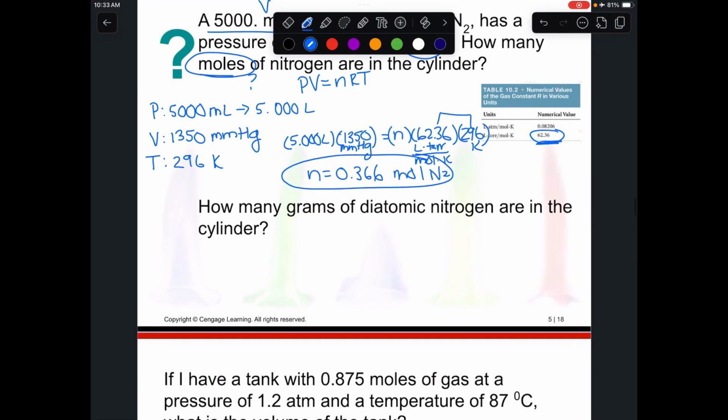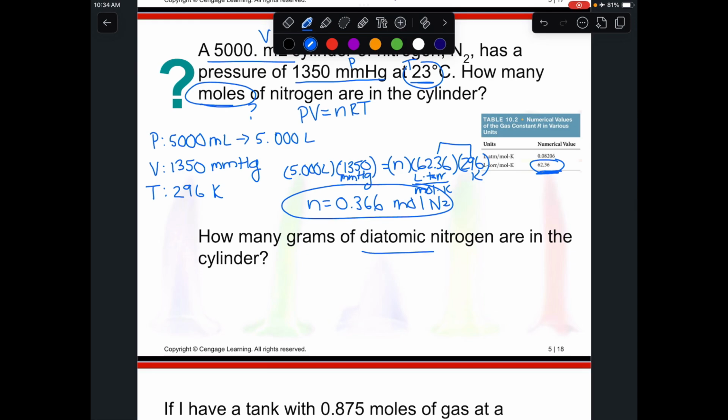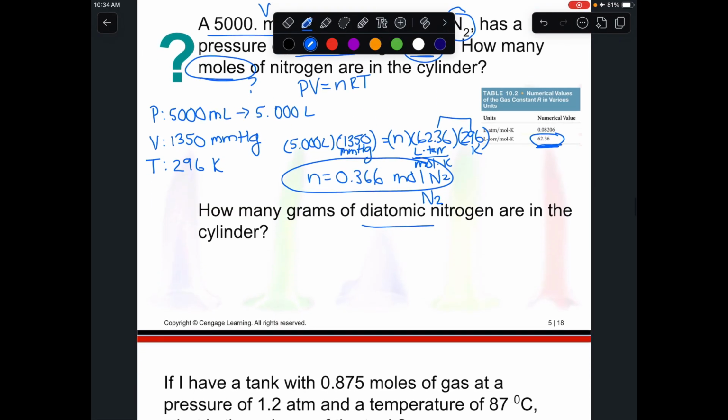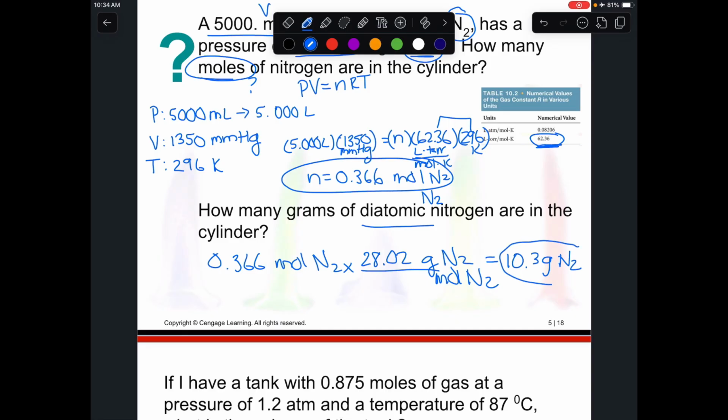All right, now, how many grams of diatomic nitrogen are in the cylinder? So just to remind you, diatomic nitrogen is just reminding you that it is in a form of 2 because it is more stable in that form. And they do tell you that here it is N2, so you can always go back and look. So let's go ahead and do one last conversion here from moles to grams. Okay, and so we have 28.02. That is 2 nitrogens added together. And we're going to go ahead and multiply that. Keep it 3 sig figs, 10.3 grams of N2 in the cylinder.